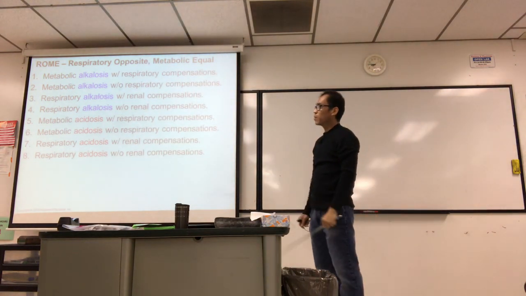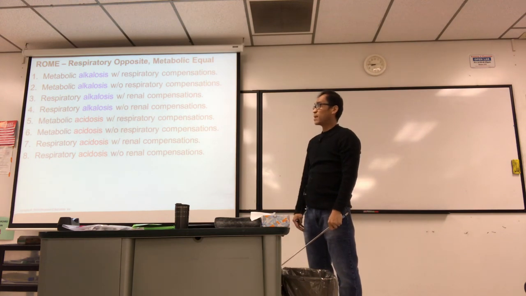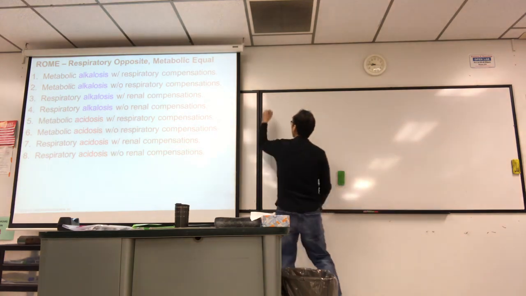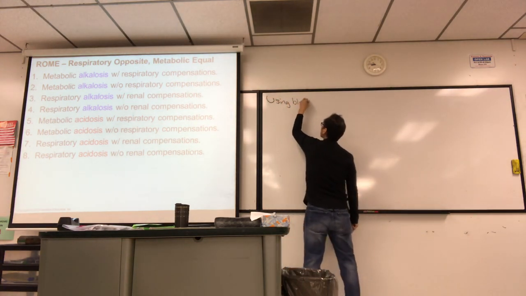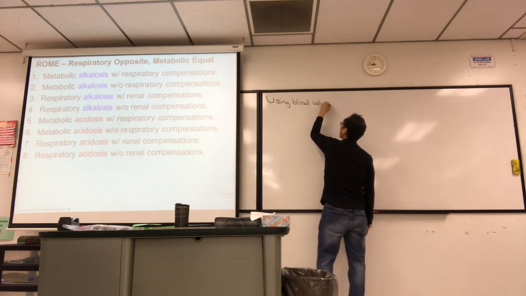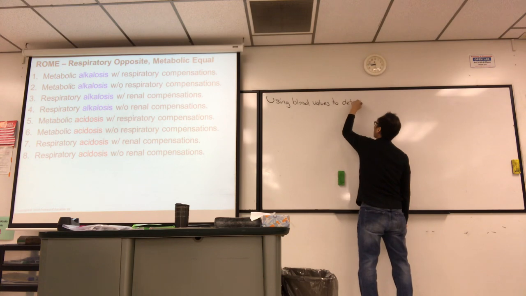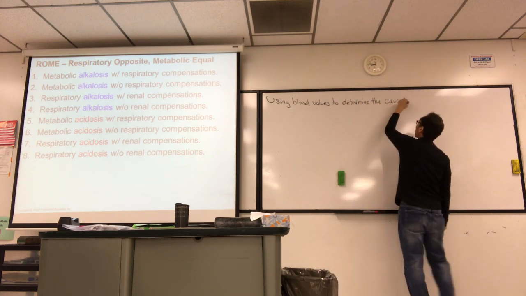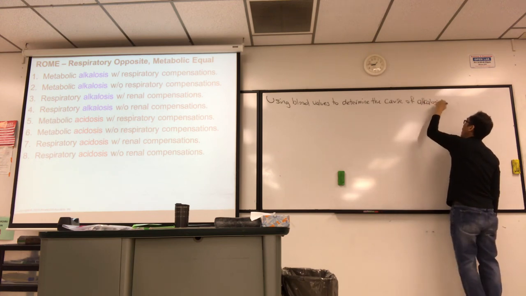Look what I have in red and blue. Well, the first thing a student should easily determine is: is it alkalosis or acidosis? Okay, so let's title this using blood values to determine the cause of alkalosis, acidosis.